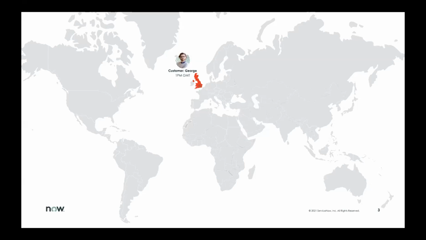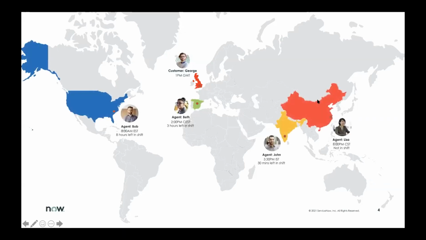Now, given this type of issue, we know that there are 4 agents across the globe who are best suited to handle this kind of issue. We have Agent Bob, who is based out of East Coast of US. It is 8 a.m. there, and he has about 8 hours left in his shift. We have Agent Beth, who is based out of Spain. It is 2 p.m. there, and she has about 3 hours left. We have Agent John. He is based out of India. It is 5:30 there. He just has 30 minutes left in the shift.